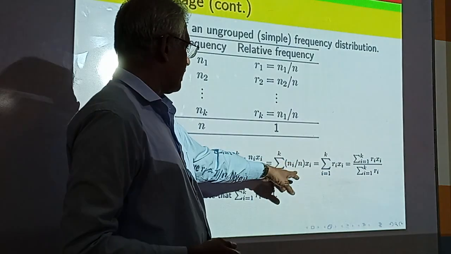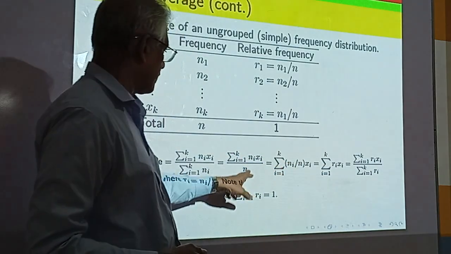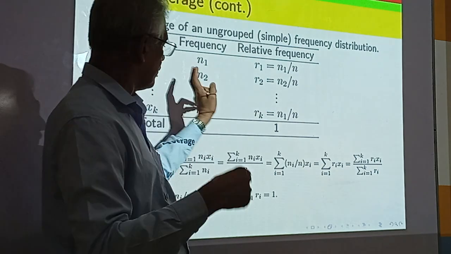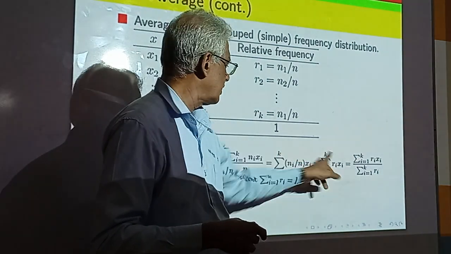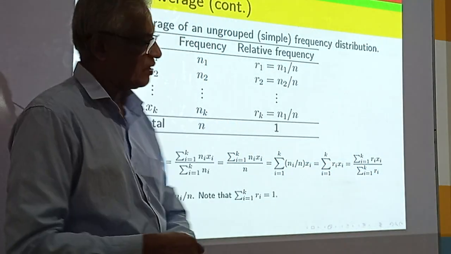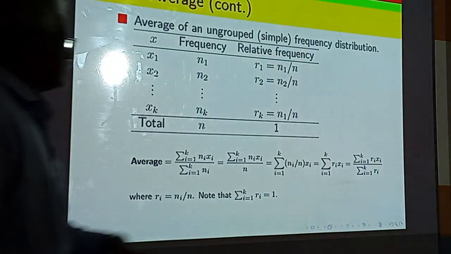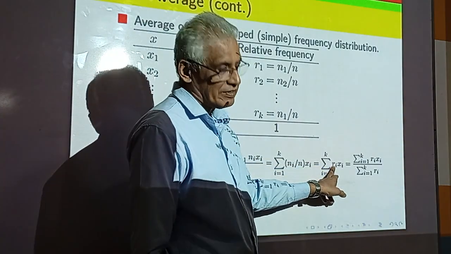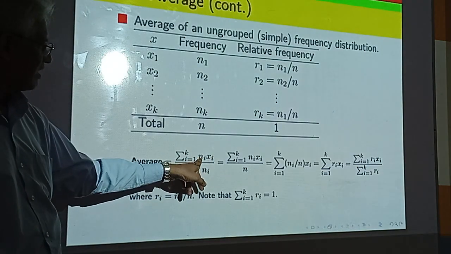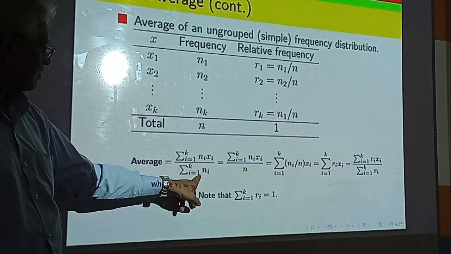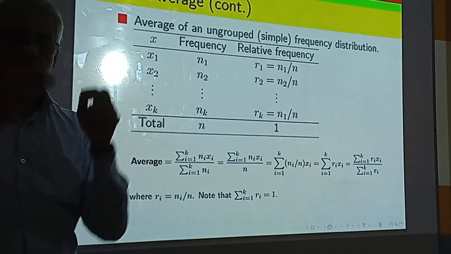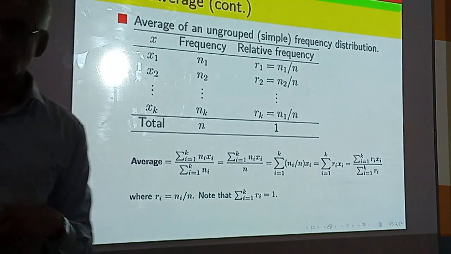But that can be written in terms of the relative frequency also, because ni divided by n is the relative frequency for each, which I denote by ri. So therefore you can write that as the sum of ri xi also. And you can see that actually this is a weighted average. This is a weighted average of xi's. Here the weights are ni values. This is the sum of ni. This is what a weighted average is: for each entry you have a weight, and then you divide by the total weight.